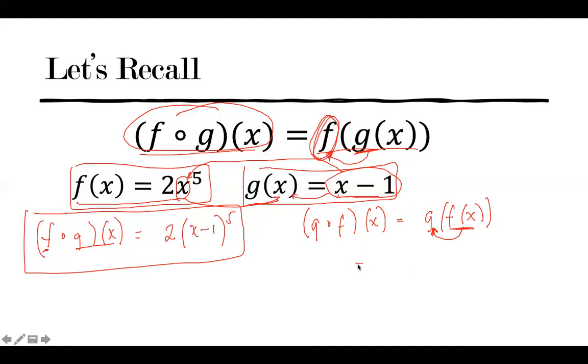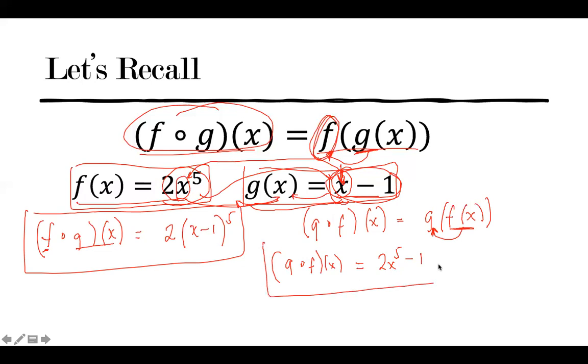If we solve this one, our g of x is x minus 1. Since it's x minus 1, we will be replacing the x here with the value of our f of x, which is 2x to the power of 5. So g circle f of x will be equal to 2x to the power of 5 minus 1, because x is replaced by 2x to the power of 5. That's how we solve composition of functions. These were the things you learned in your previous year.